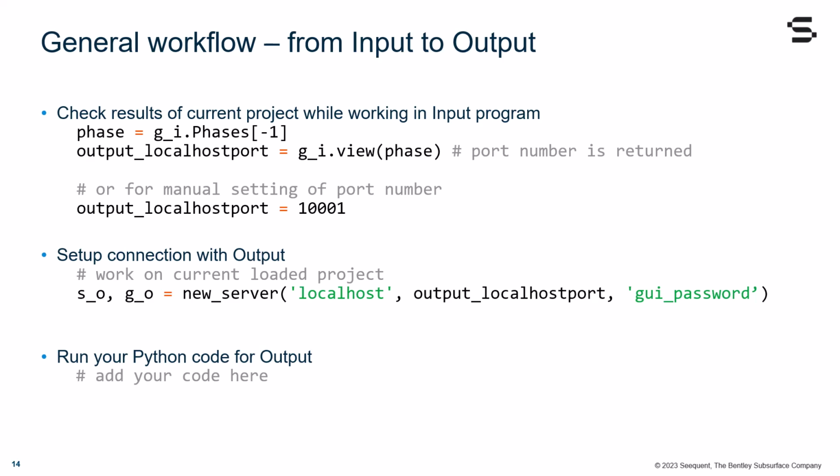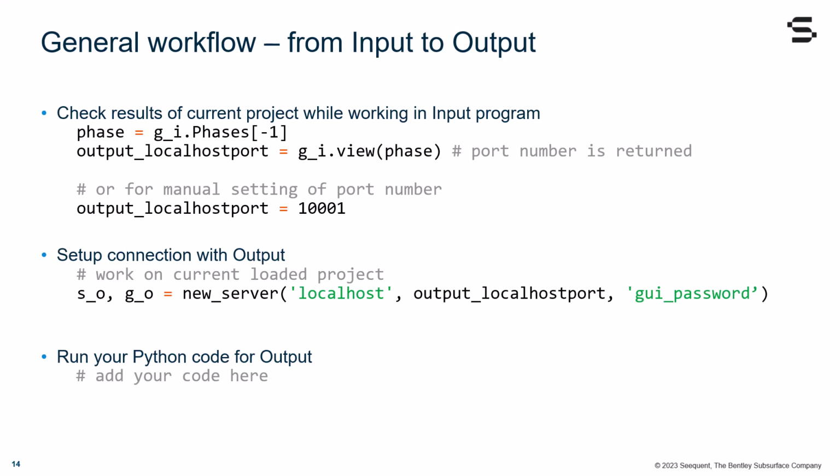Typically, in a PLAXIS project, you would start from input, and following a calculation, you would switch to output to view the results. Here, we will see this workflow in steps. Following the PLAXIS calculation, you would view the results of the lastly calculated phase. Here, this is phases minus 1. Remember that negative indexing is supported and will point to the last object of this listable.